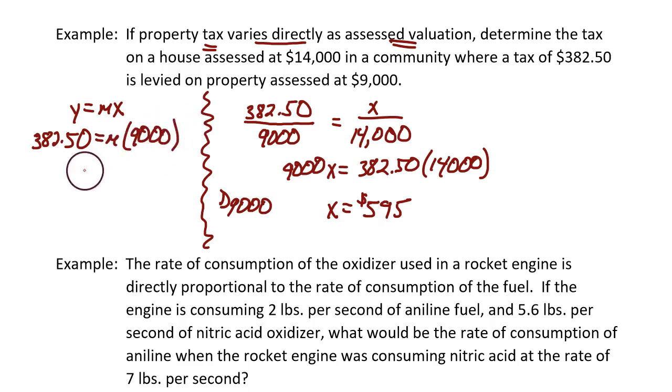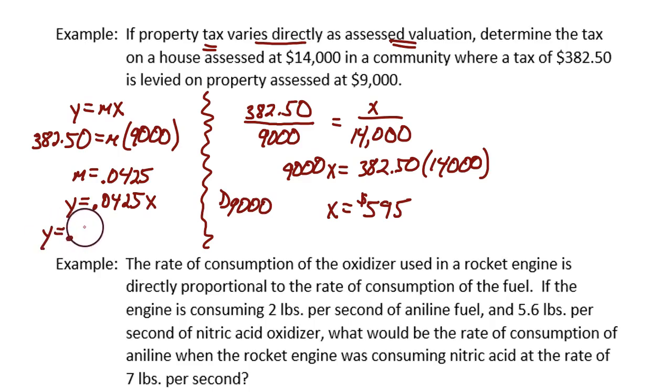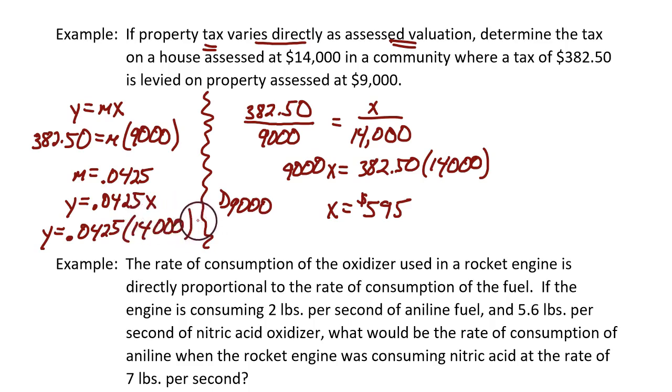Then divide by 9,000 to solve for m. $382.50 divided by 9,000 is 0.0425. Now that we know the value of m, we can model our situation. Y equals 0.0425 times x. The letter y is the amount of tax, so we can find the amount of tax on a $14,000 house by substituting 14,000 in for the letter x.